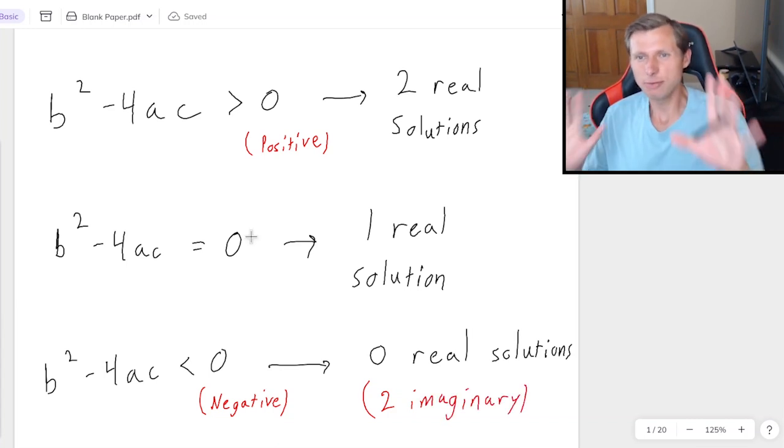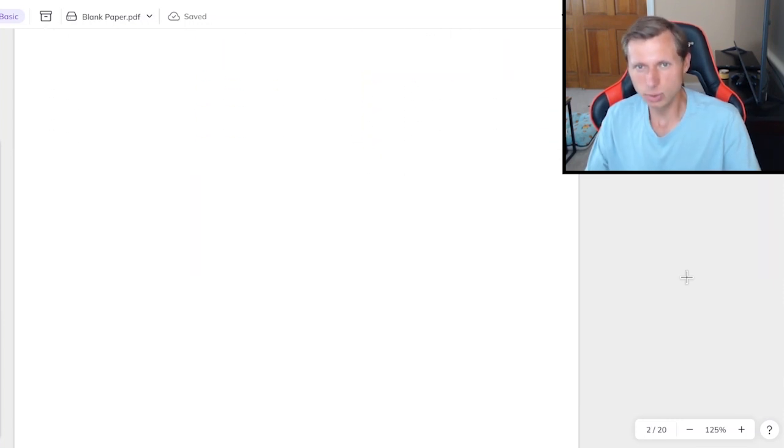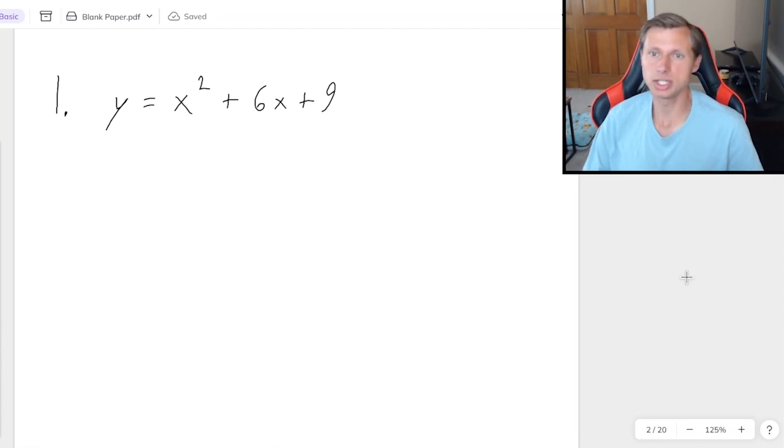And basically, everything that's on my screen right now is what you have to memorize for the discriminant and how it applies to algebra. And now let's look at some practice problems that use the discriminant to tell me how many solutions there are. So the first one we have is y equals x squared plus 6x plus 9. And the question is, find the discriminant and determine how many solutions this problem will have.